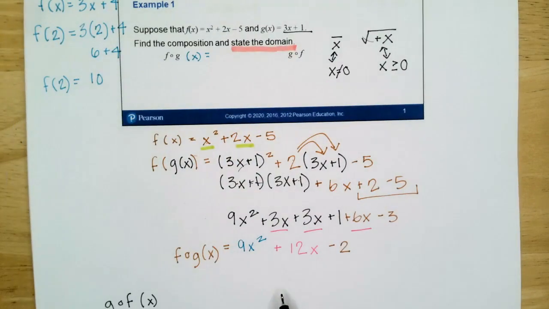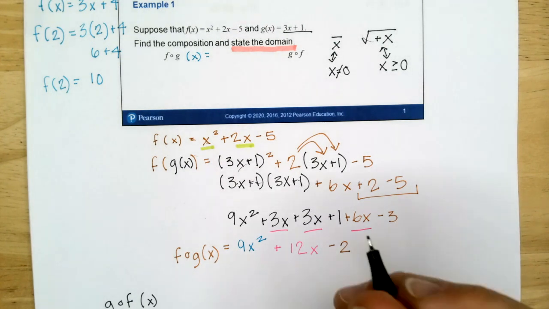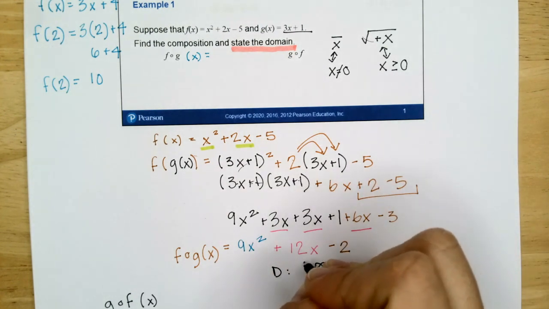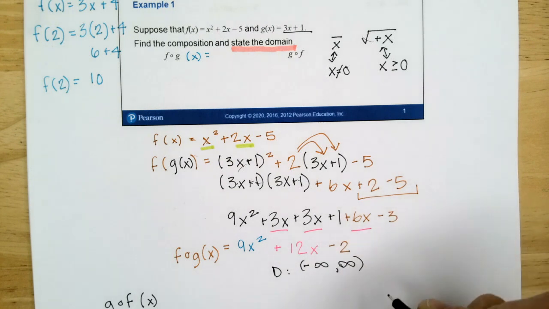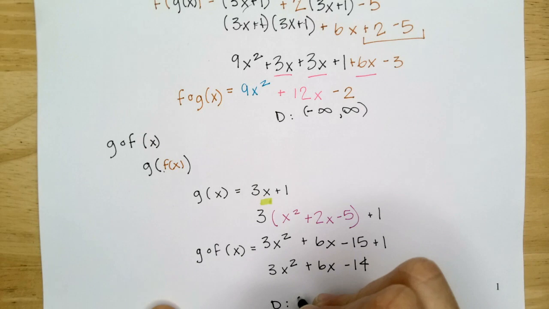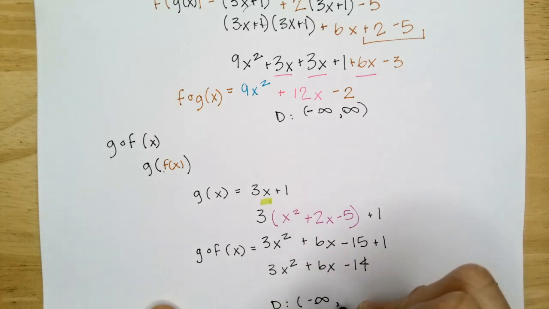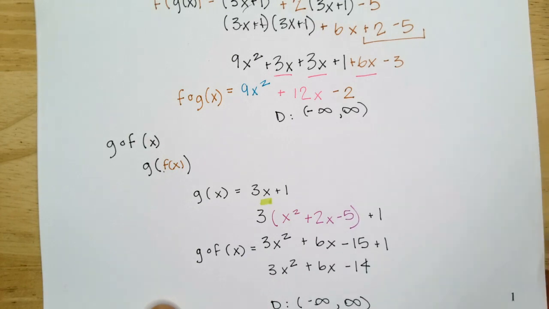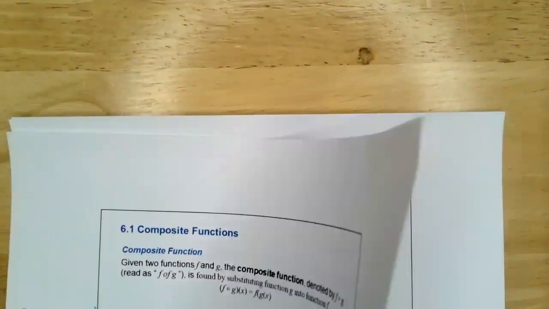Neither of these. This is just a regular trinomial. There are no fractions, there are no radicals, so we're just going to say the domain is from negative infinity to infinity, or all real numbers. Same here. It's just a trinomial, no fractions, no radicals. So we're going to say the domain is all real numbers.